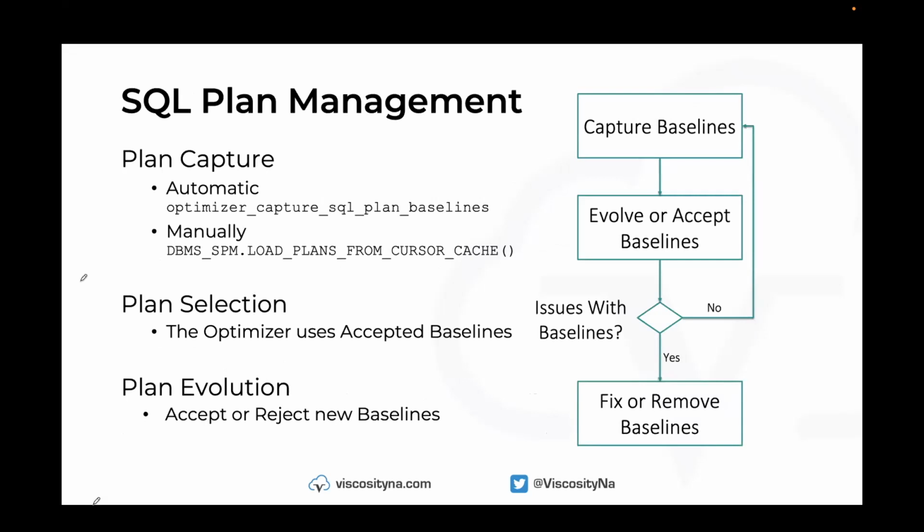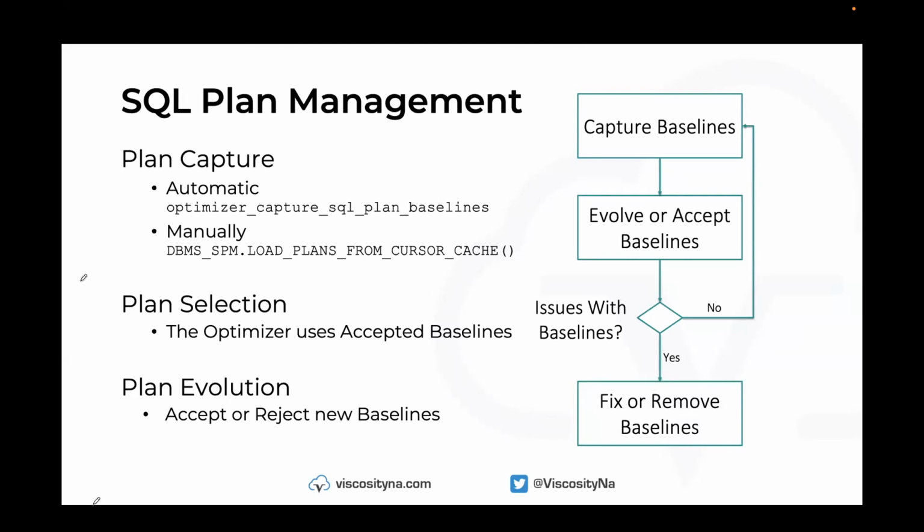So again, just kind of summarizing that process. The first step is to capture your baselines. Then you select, basically accept the ones you want to use, and then you can evolve them. There's two ways to capture your baselines, the automatic or the manual method. We'll cover both in short detail.